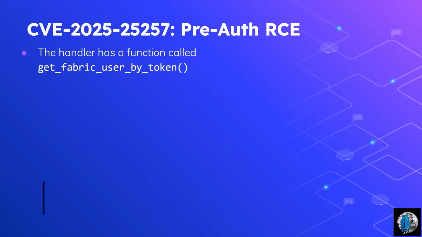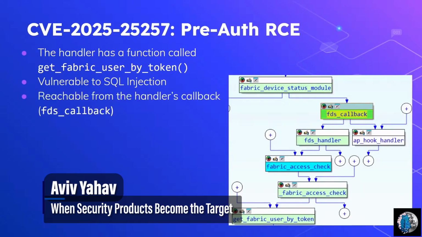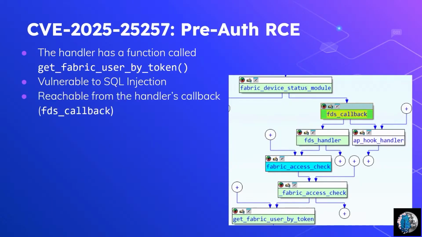The handler has a function called getFabricUserByToken. It is vulnerable to SQL injection. As funny as it may sound, unauthenticated SQL injection. And it's reachable from the handler's callback. FDS callback is the callback that the module registers for this specific handler. And as you can see here, you have the module, FDS callback, and it sinks down all the way to the vulnerable function.